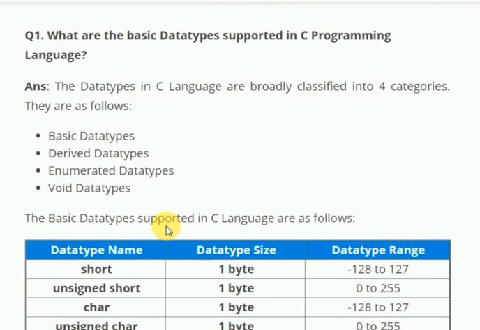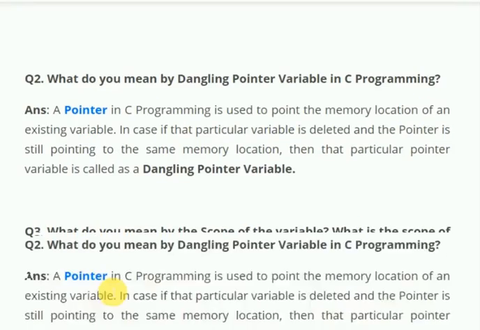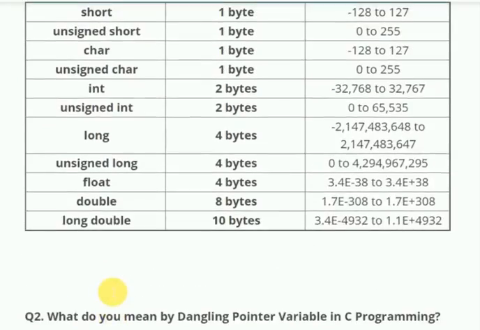The data types in C programming language are broadly classified into four categories. They are as follows: basic data type, derived data type, enumerated data type, and lastly void data type. Void data type means pointer, etc. Enumerated data type means enum. Derived data types mean array or structure. Basic data types mean short, char, int, long, float, double.